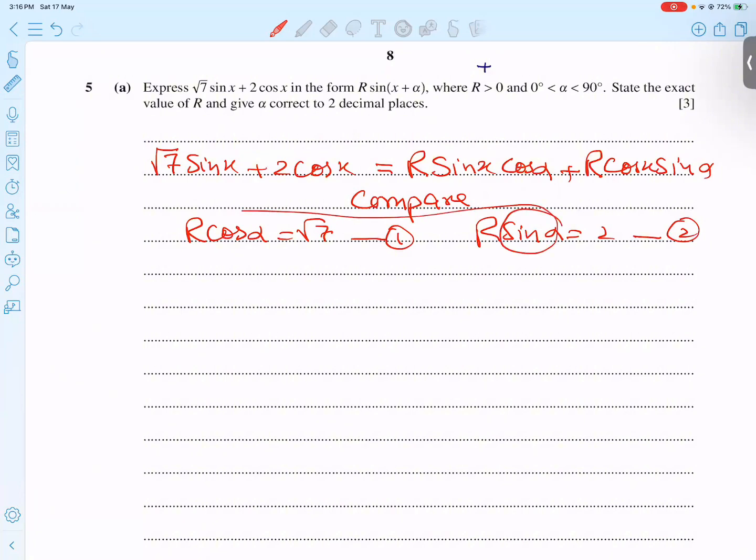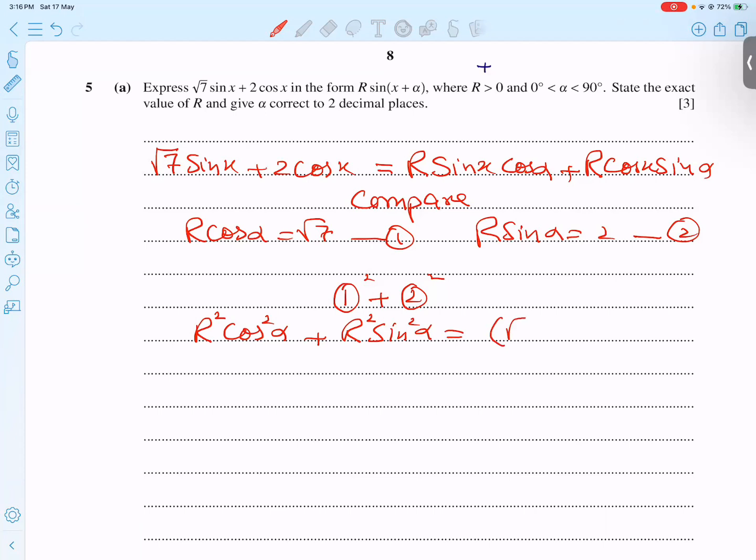You know, students, sine square plus cos square is 1. If I square equation 1 and equation 2 and add them, what I get on the left-hand side is R square cos square alpha plus R square sine square alpha, and equal to square of root 7 plus square of 2. Repeat my words: squaring both sides, left hand and right. So what is common from here? R square is common. And what is left inside, sine square plus cos square, is 1. So I'm not wasting your time here. I got 7 plus 4, 11. And root 11 is our exact R value.